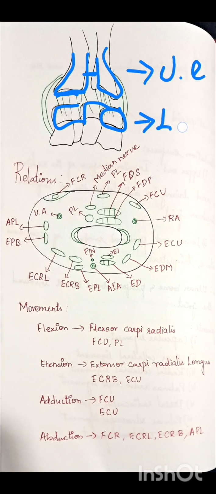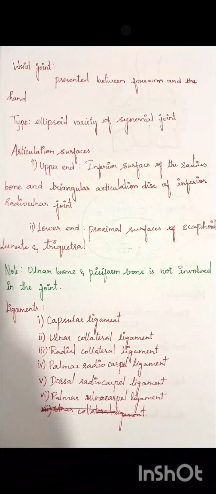Coming to the lower end articulation surface, the proximal surface of the scaphoid bone, lunate bone, and triquetral bone are involved. Coming to the important point, the ulnar bone and the pisiform bone are not involved in the formation of the articulation surface of this particular joint.